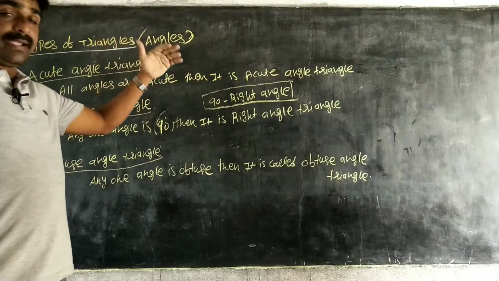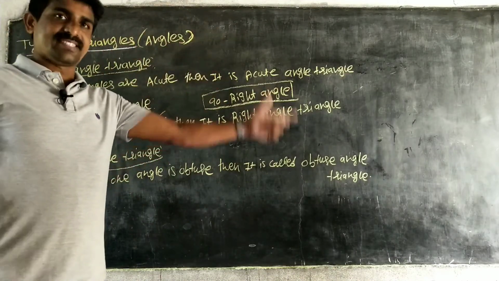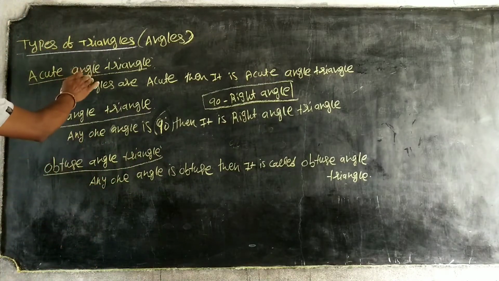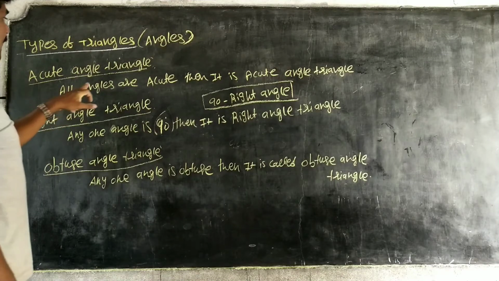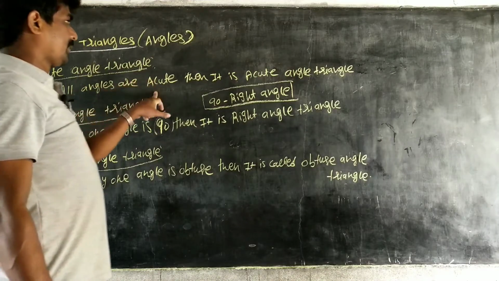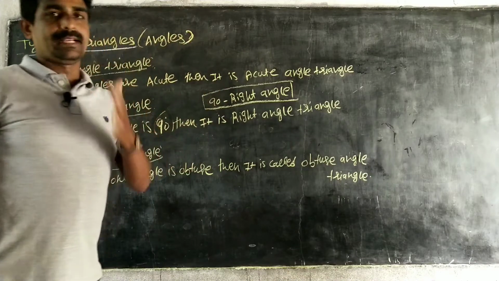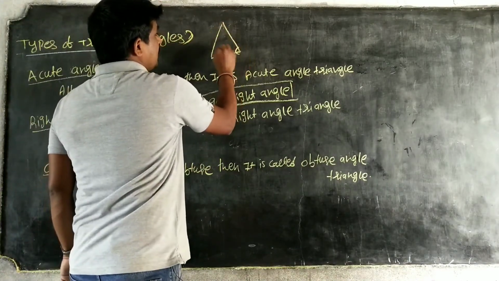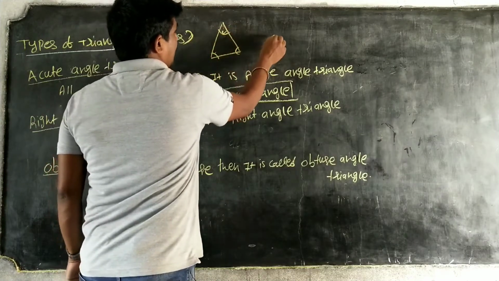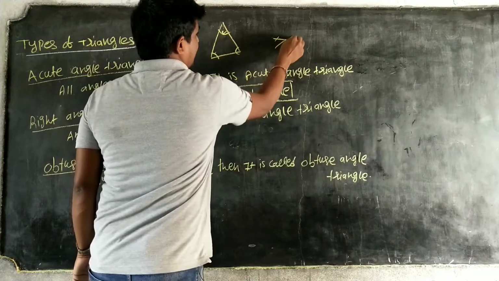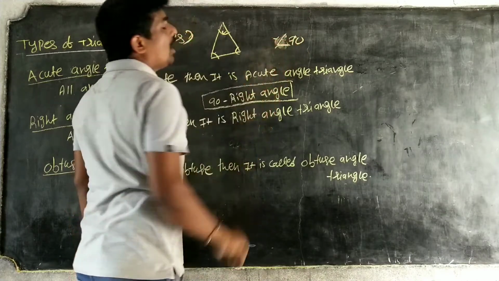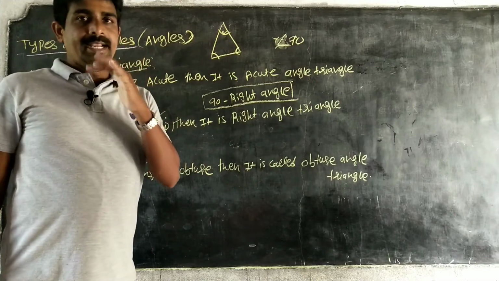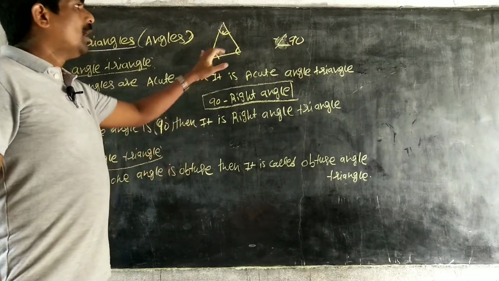Types of triangles based on angles. Previously were sides, now I am going for the angles. So, acute angle triangle: if all angles in a triangle are acute, that is, all angles are less than 90 degrees, then it is called an acute angle triangle.